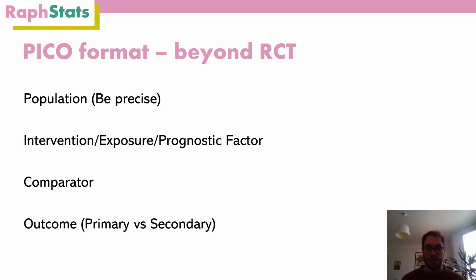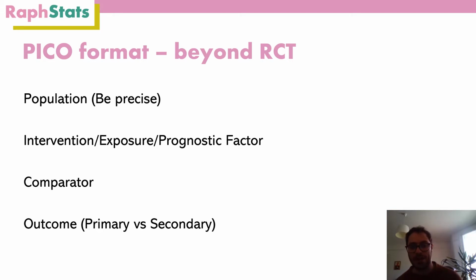Now, the PICO format is sort of designed for an RCT, but we can very easily adapt it for observational trials. So instead of intervention, that can also be an exposure or prognostic factor. So for example, smoking in an observational trial is not an intervention, but it is the exposure we're looking at.